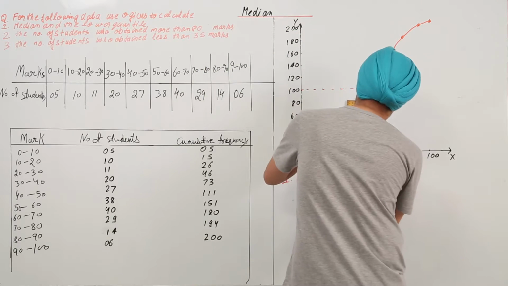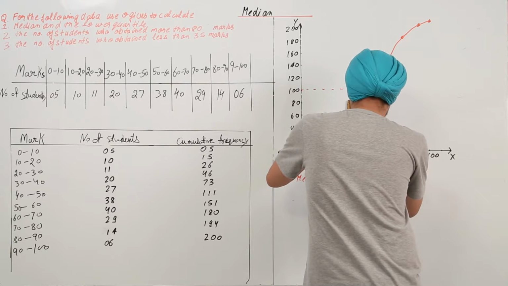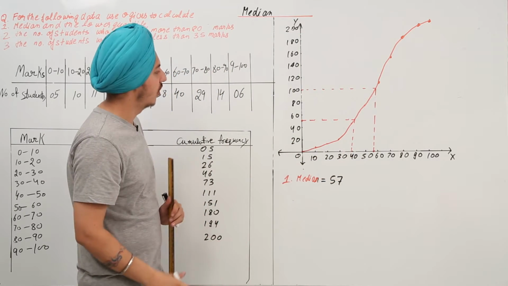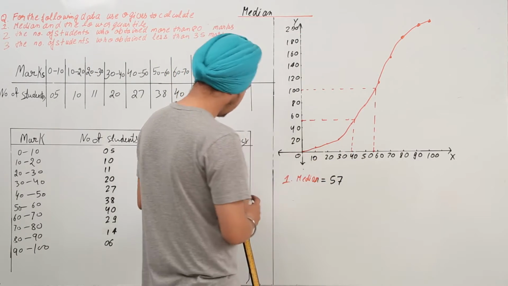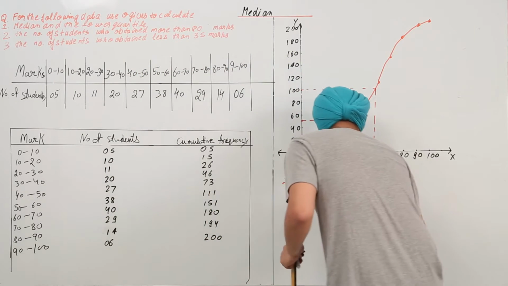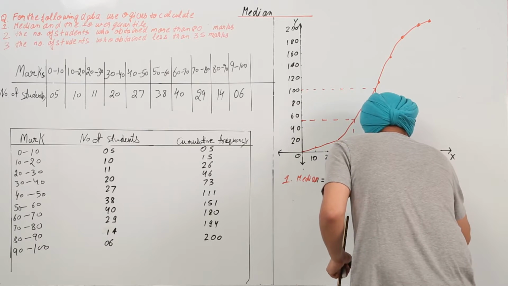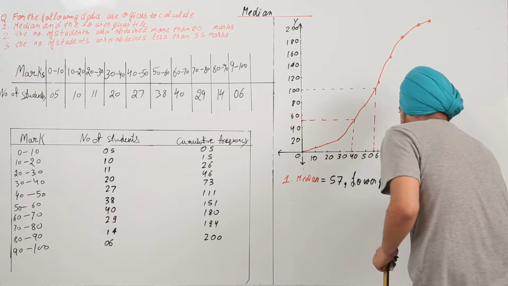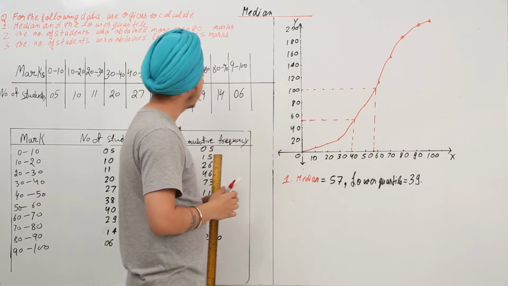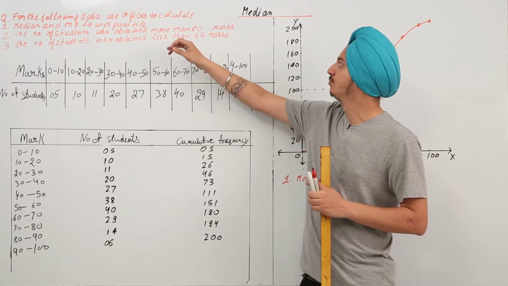So the abscissa corresponding to this is almost 40, or let's say 39. So the lower quartile is 39. Lower quartile is equal to 39.